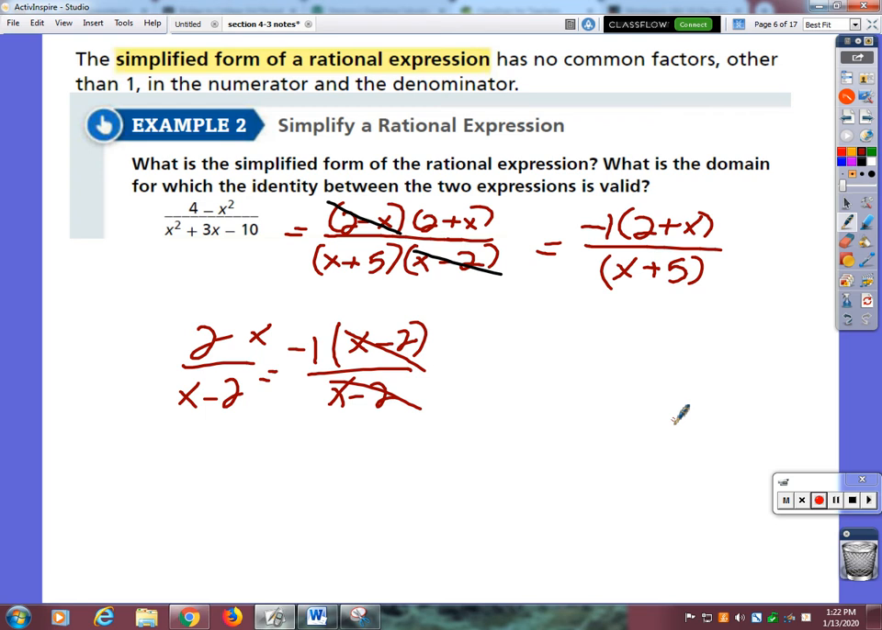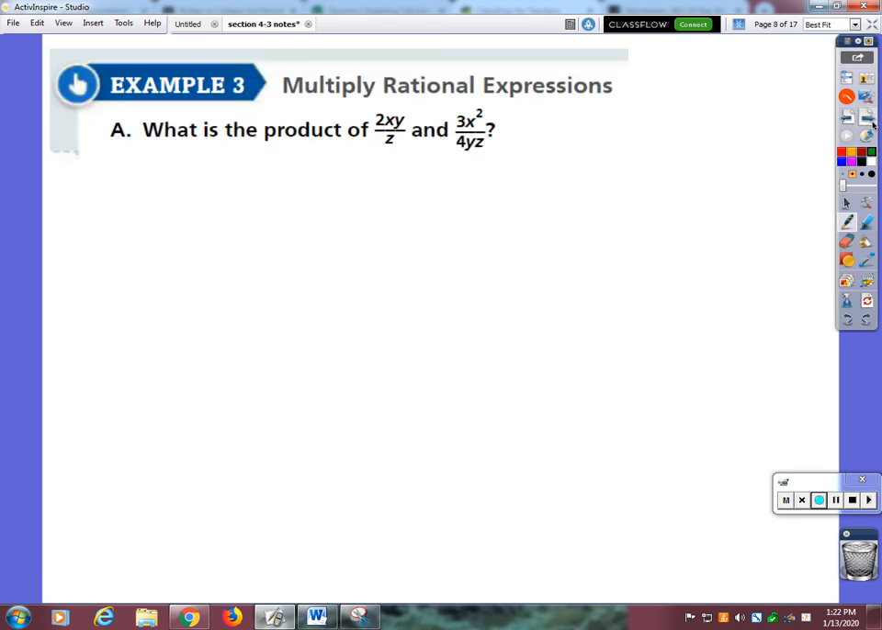No, factor and cancel. Doesn't get any easier than that. Thank you, Mason. All right, so let's talk about how this relates to multiplication. Most math books do this, and it's a little bit annoying because we've just been doing a different kind of factoring, but whatever, we'll figure it out. So what's the product of 2xy divided by z times 3x squared over 4yz? Just multiplying these two things together.